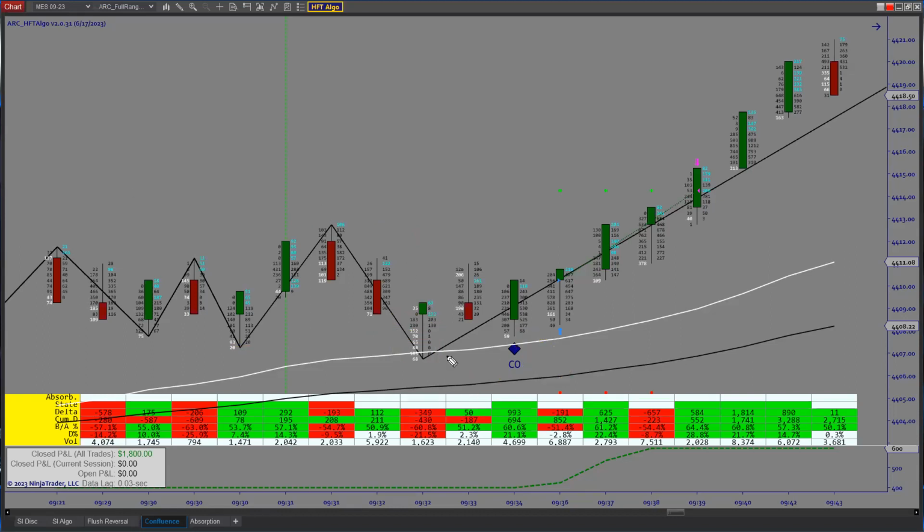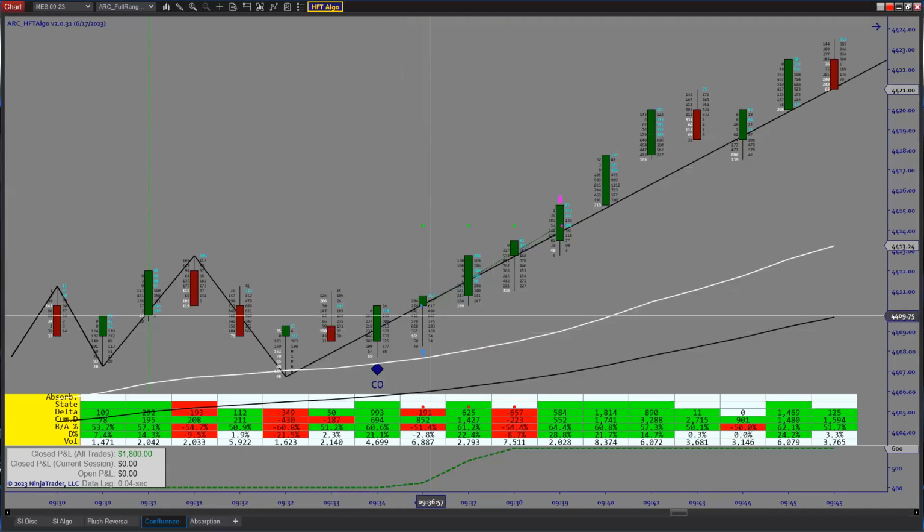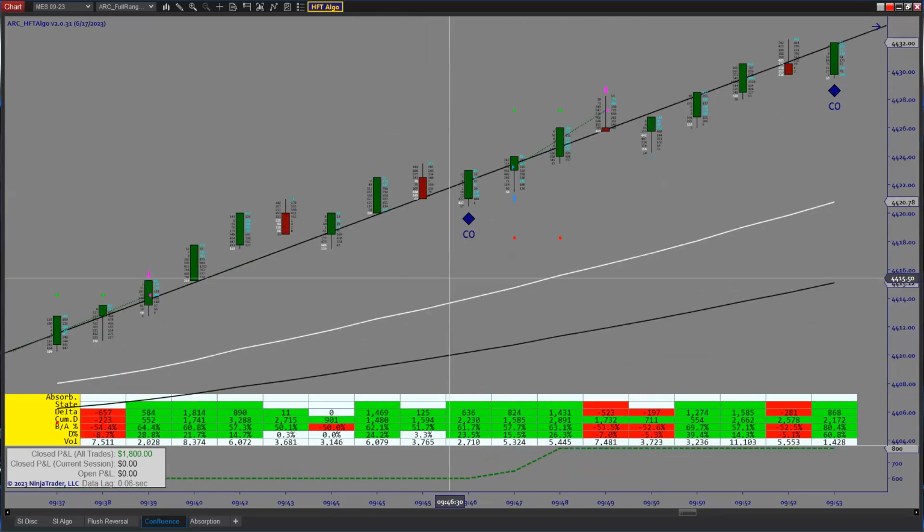This barely flushed below. You notice there's no buyers there. Anyway, that's a flush. And then came back through. There's your confluence signal right there. All green. Have to have cumulative net delta for this signal to fire off. You have to. There it is. Moving right along.